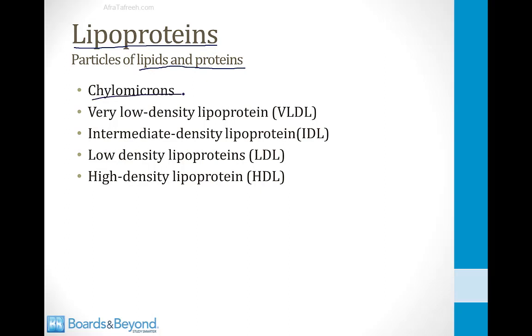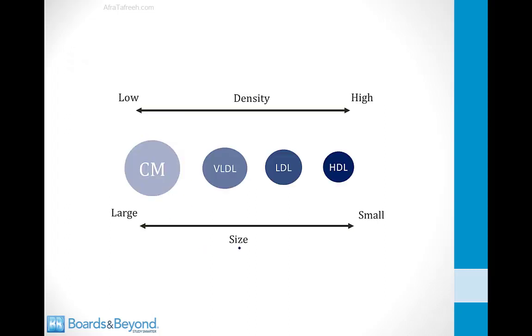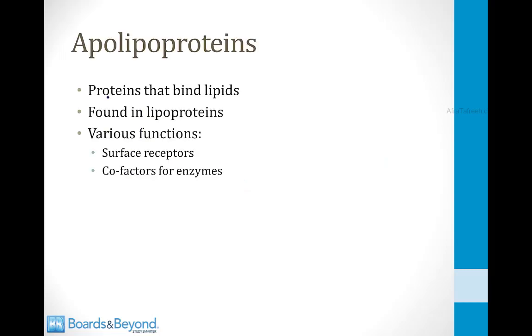They include chylomicrons, very low density lipoproteins, intermediate density lipoproteins, and then finally the low density lipoproteins and the high density lipoproteins. The different types of lipoproteins vary in both their size and their density. So the chylomicrons are the largest lipoproteins and the HDL particles are the smallest. On the other hand, in terms of density, the HDL particles are the most dense. That's why they're called high density lipoproteins. And chylomicrons are the least dense of all the lipoproteins.